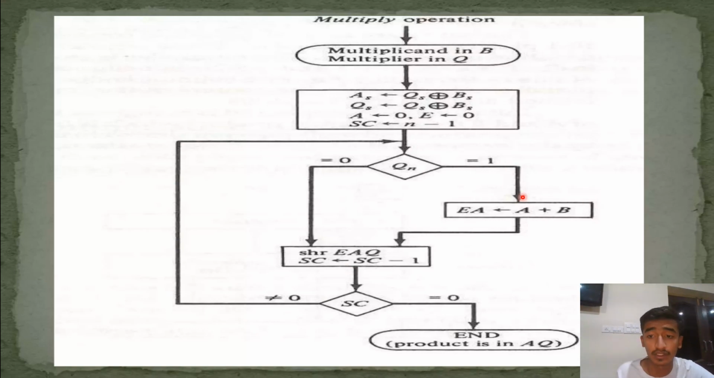First, if it is equal to 1, then we will add, and then we will also shift right, and then we process the sequence counter, that is SC minus 1. And if SC equals 0, our process is ended. Our product is in AQ. And if it is not equal to 0, then the process goes back to Qn.